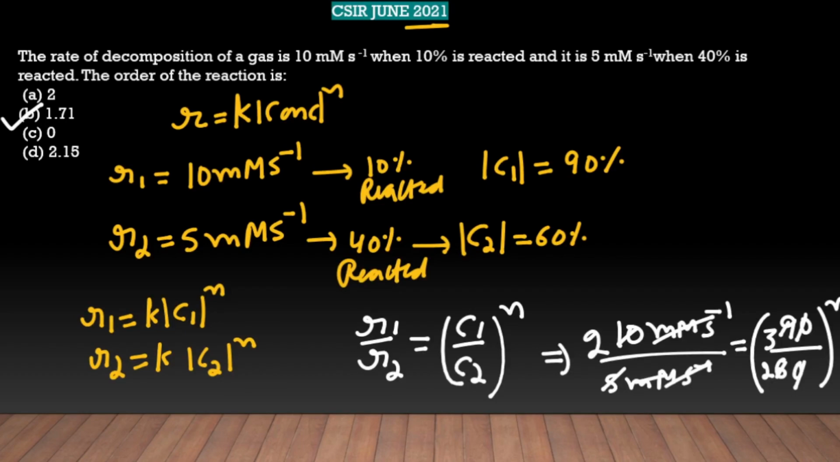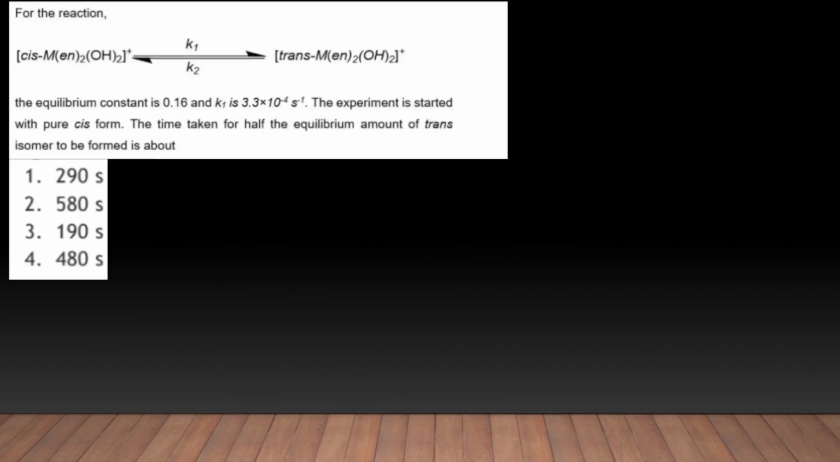Okay. Next one is this question. This is for the reaction cis to trans. We are converting this complex. The equilibrium constant is this much, K1 is this much. The experiment is starting with the pure cis form. The time taken for half of the equilibrium amount of the trans isomer to be formed, so T half, we have to find it out.